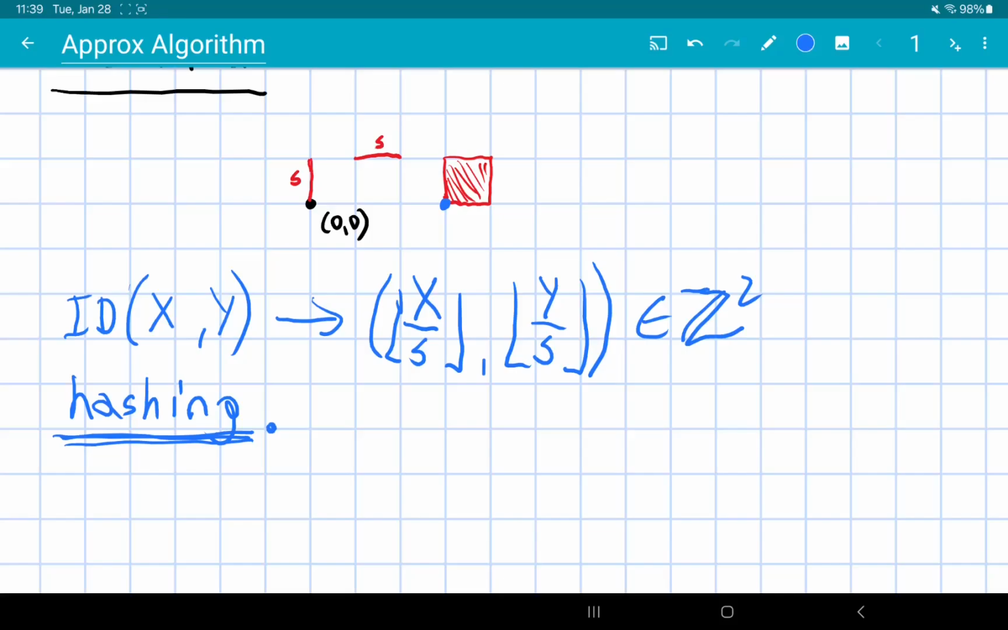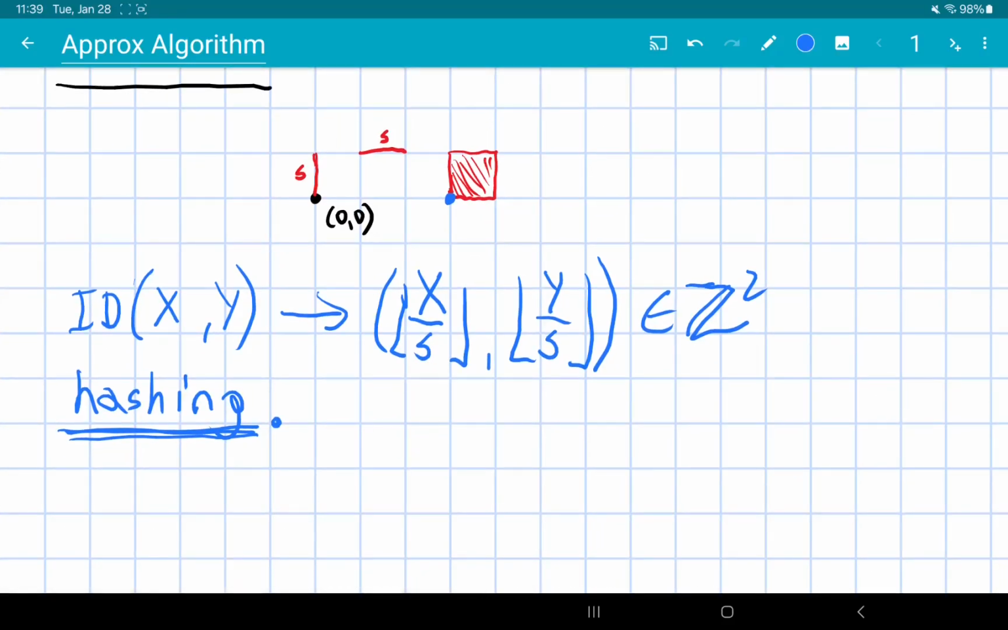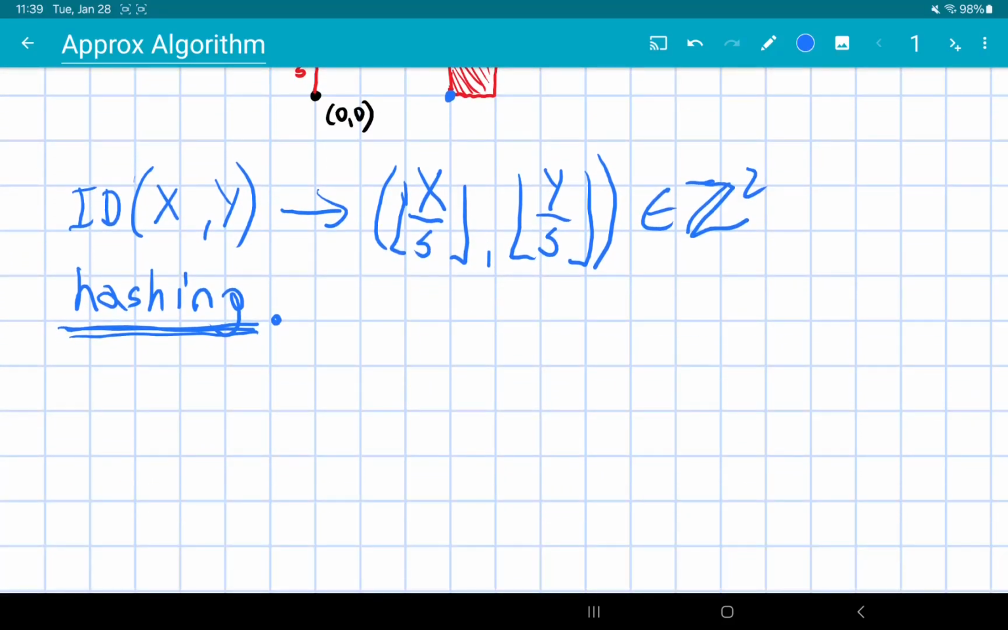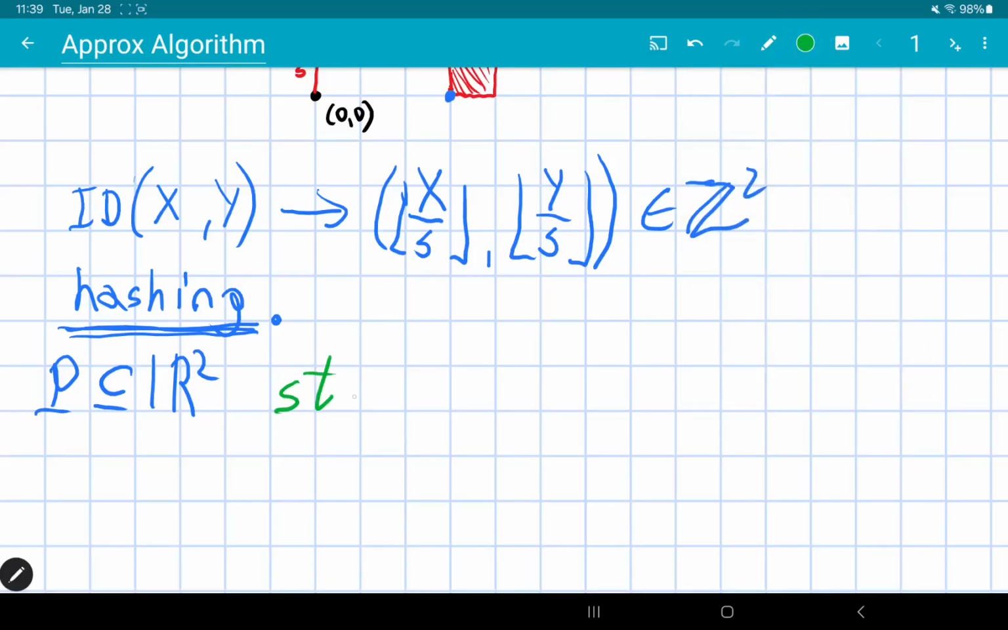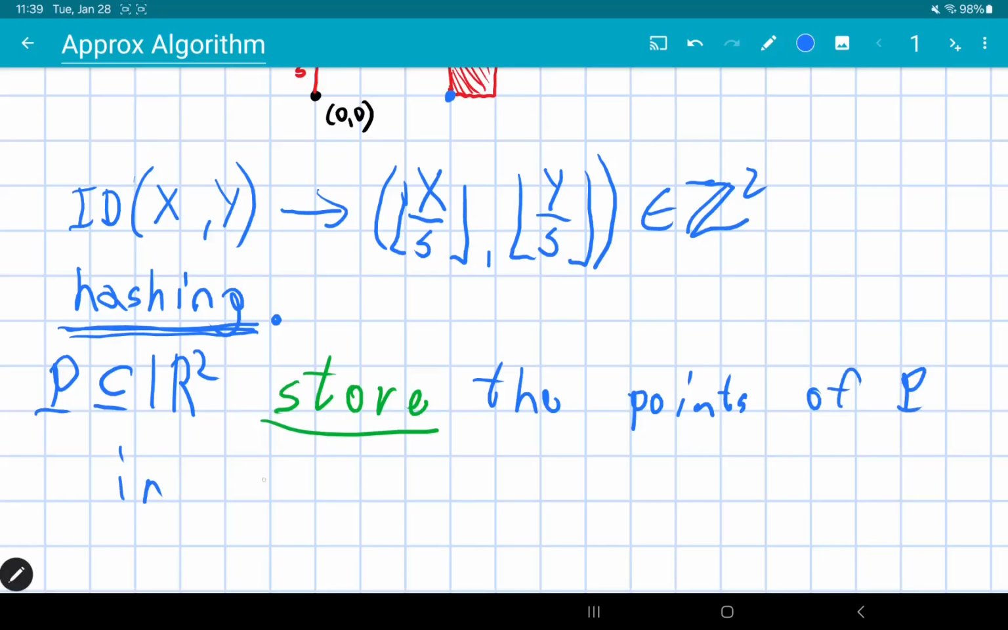Okay, so why does it matter? It means that if I give you a set of points now, I can store them. If I have a set of points in the plane, I can now store the point set in the grid. Store the points of P in the grid.